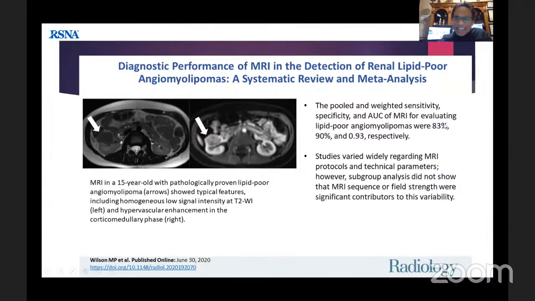This was seen in 83% of patients. The sensitivity was 83% and specificity was 90% in these patients. So maybe this feature is going to be very useful in diagnosing lipid poor angiomyolipomas.